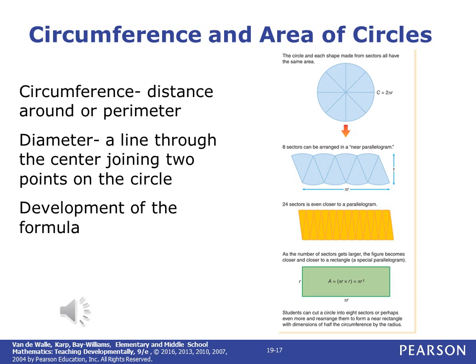But what they're going to realize is the measurements are the same. They still have a height that's equal to the radius, and half the wedges are along the top and half the wedges are along the bottom, so that they have pi r as their base. And so area again would be pi r times r, which is going to be pi r squared. Seeing this visual really helps students to understand where the area formula comes from.